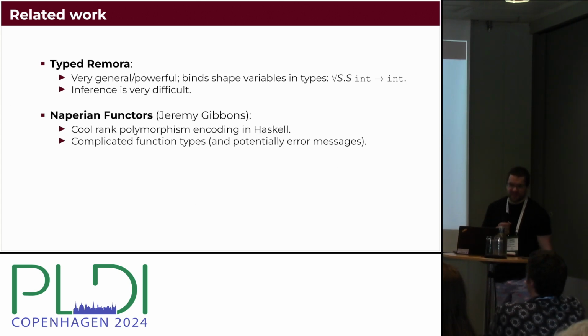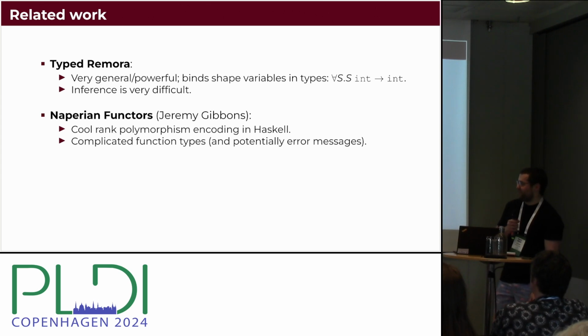There's also the Napier functor work by Jeremy Gibbons. And this is a rank polymorphism encoding in Haskell, which is also very cool. But it leads to some complicated function types for the user. It also requires a very sophisticated type system with dependent types or dependent-like types. And the error messages are potentially not so great.